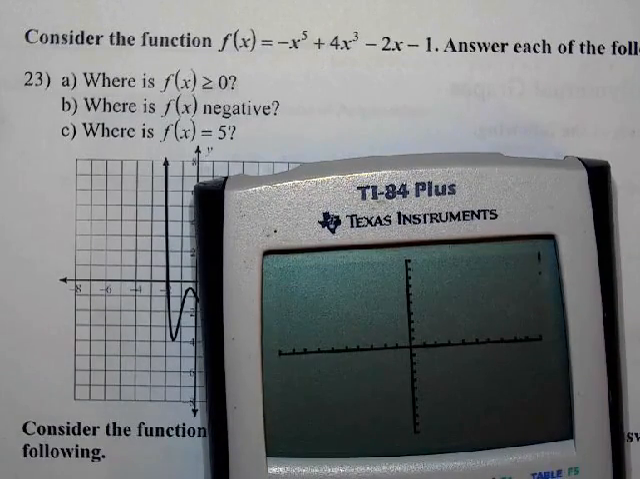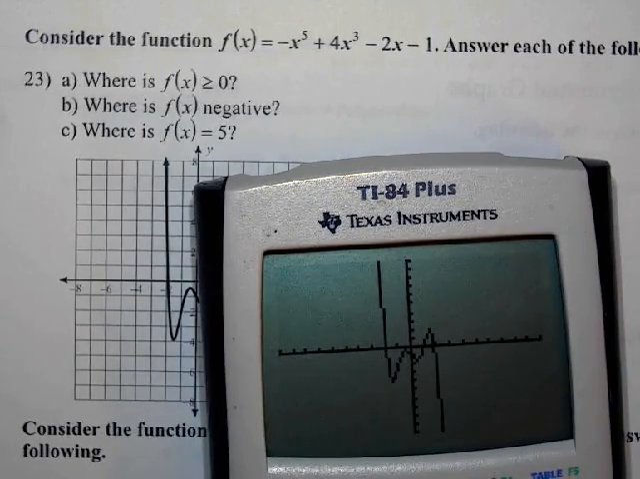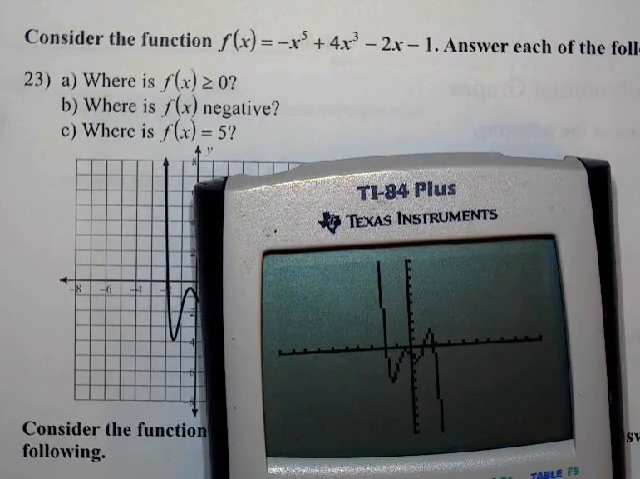All right, so I have graphed it. It is a pretty curvy line. It says where is f of x greater than or equal to 0. Probably the easiest thing to think about is where does it equal 0. We can start there. So if it were to say just where does f of x equal 0, what does that mean? Where does y equal 0? What does that mean?